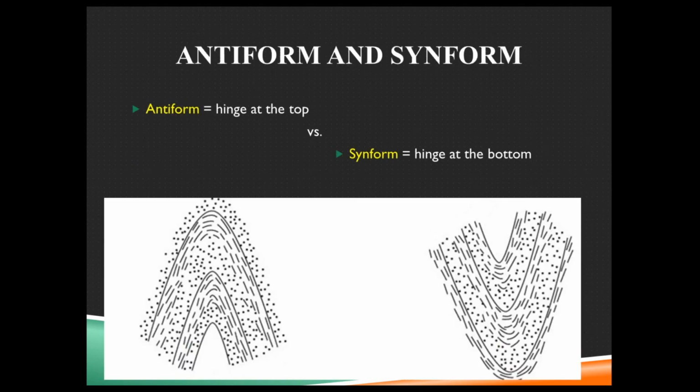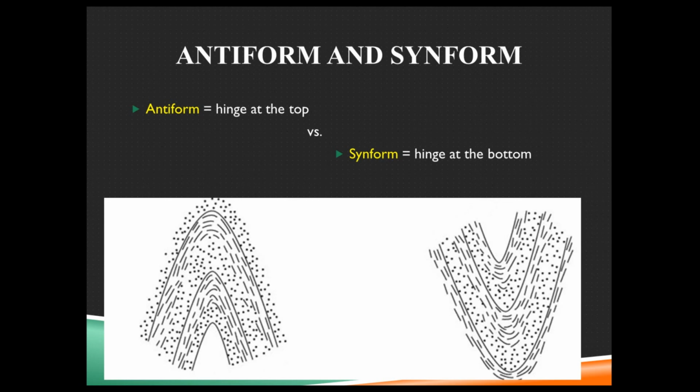Now, antiform and synform. Not the terms that you probably heard in a Geology 101 or Earth Dynamics type class, anticline and syncline, but they sound awfully similar. And it's because they are very similar. Antiform means the hinge is at the top. You may look at this picture on the left and say, oh, why call it an antiform? That's an anticline. I'll explain the difference in just a moment. Synform, hinge is at the bottom.